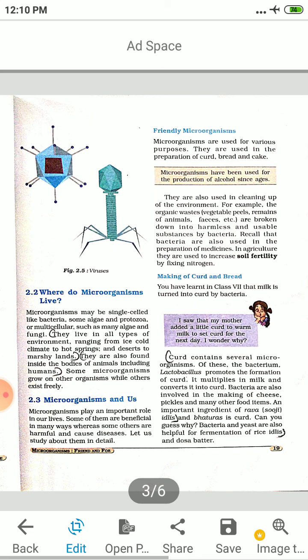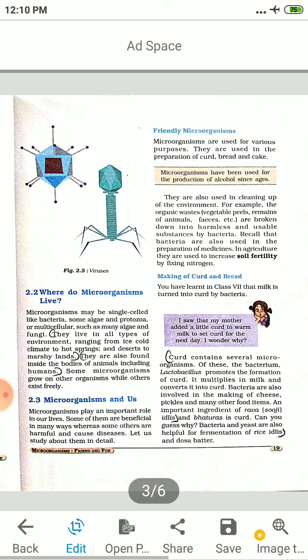Friendly microorganisms. Microorganisms are used for various purposes. They are used in preparation of curd, bread and cake. So microorganisms are used in making curds, that is lactobacillus, bread and cake. They are also used in cleaning of the environment. For example, the organic waste is broken down into harmless, usable substances by bacteria. Recall that bacteria are also used in the preparation of medicines. In agriculture, they are used to increase soil fertility by fixing nitrogen.